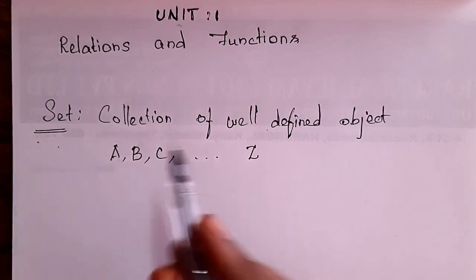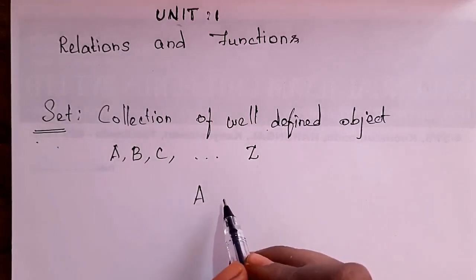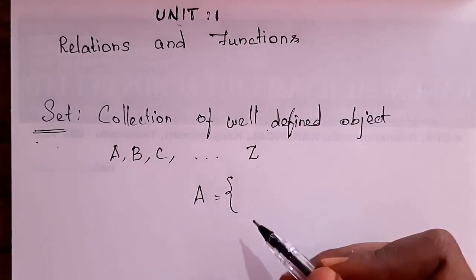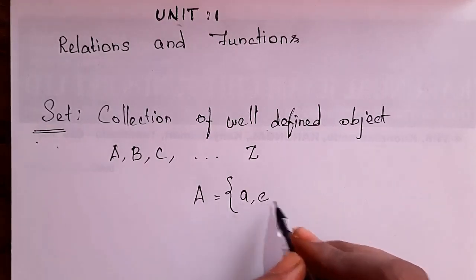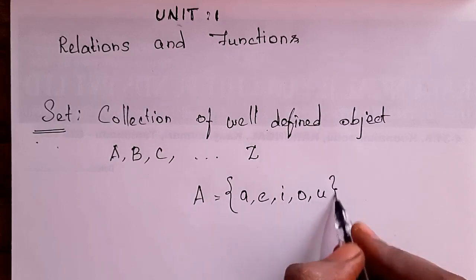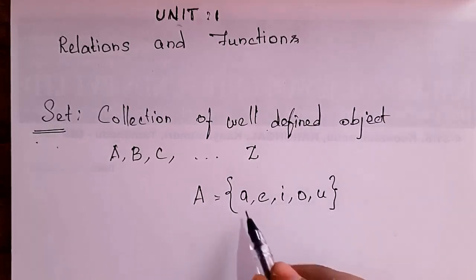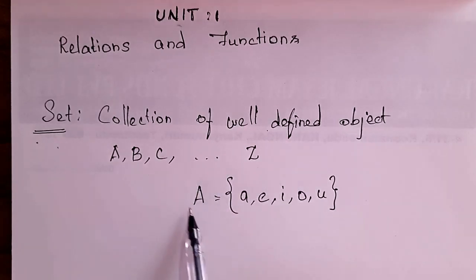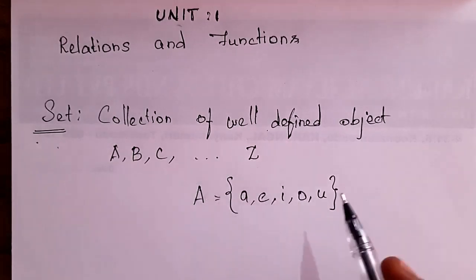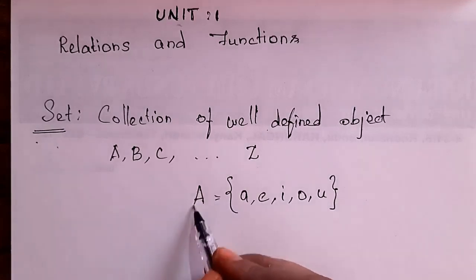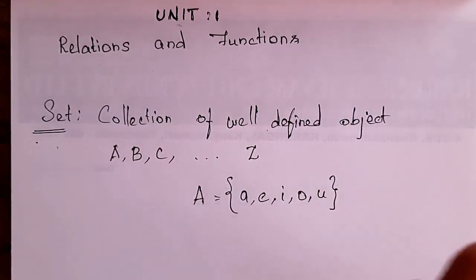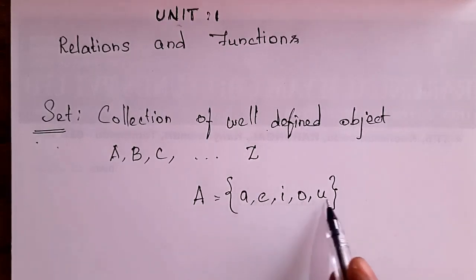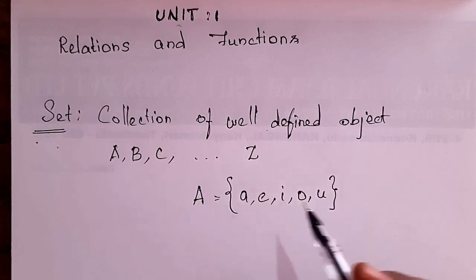For example, I am writing a set A equal to the set of all vowels: a, e, i, o, u. Remember, the objects should be small letters, and the set should be a capital letter. Whenever you see a capital letter, you should remember that's a set. Don't confuse. The small letters are elements of the set.